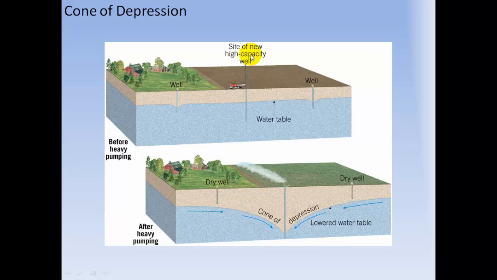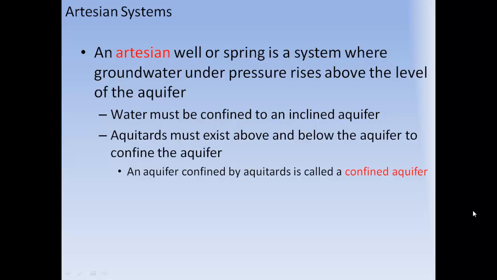Okay. Then I put a new well in, because we're going to put a high volume irrigation system in, and this one is deeper and it pumps a lot more water out. It's going to form a very large cone of depression, so large that the old wells are now going to be dry wells because they're not deep enough to reach the new groundwater table.